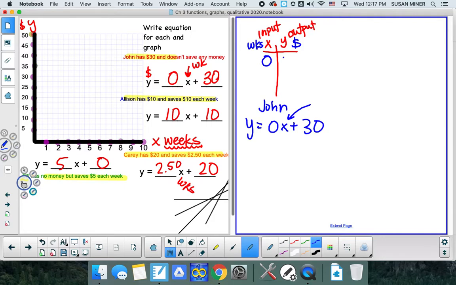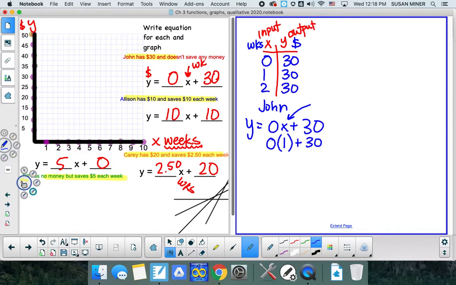Well, he starts with $30 because 0 times 0, if we input a 0 there, right, would be $0, and I would just have the 30 that I started with. Well, what if one week went by? What would I have if I had 1 week going by and I didn't save any dollars, right? If I had $0, I wasn't saving any more dollars, and 1 week went by, right? What would my total be? Well, it'd still be $30. What if 2 weeks went by? Well, of course, it would still be $30.